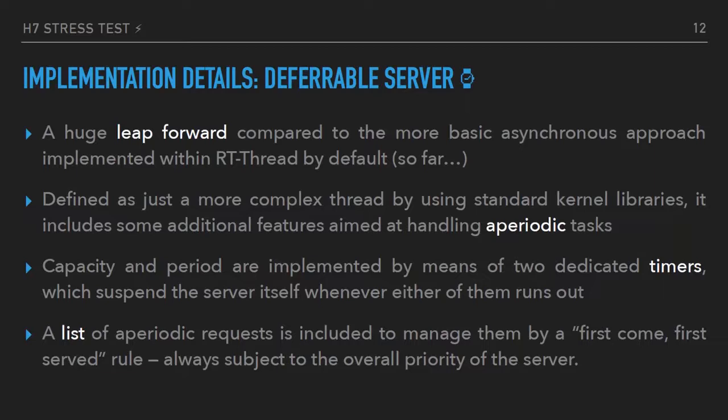To do this, we designed a deferrable server defined as a more complex task, which uses two timers. The first one is used for the capacity of the server, and the other one for the period. If the capacity of the server runs out, its priority is modified and is set equal to the idle task. So the server will run if and only if there are no tasks to run at that time. The tasks inside the deferrable server are handled in a first-come, first-served rule.